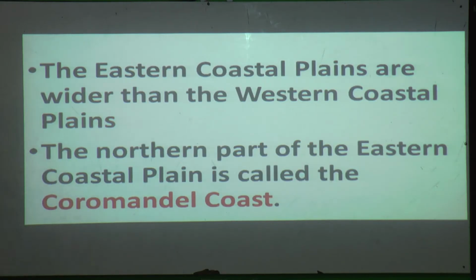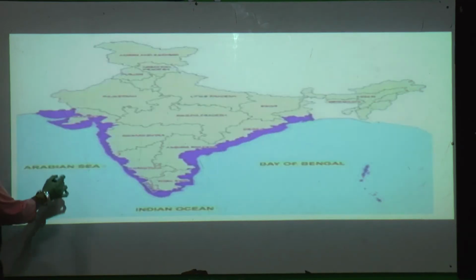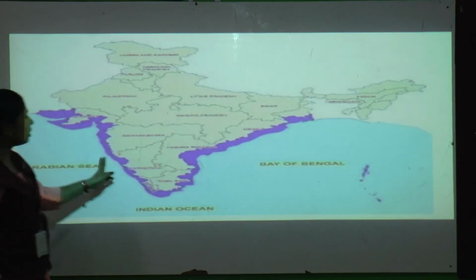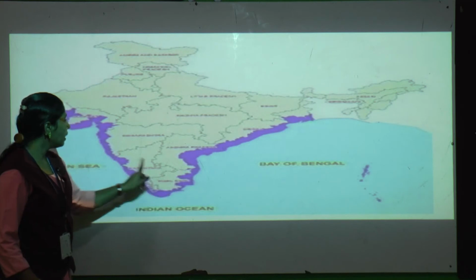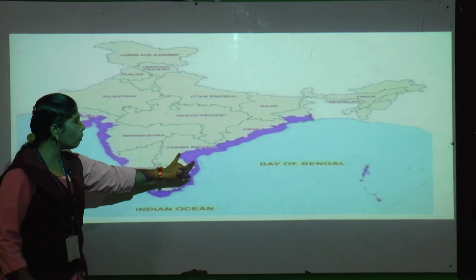Now the eastern coastal plains are wider. It is bigger than the western coastal plains. The southern part of the eastern coastal plain is called the Coromandel coast. Can you see here? Can you compare both sides? It is small here, the western coastal plain, and the eastern coastal plain is a little wider.